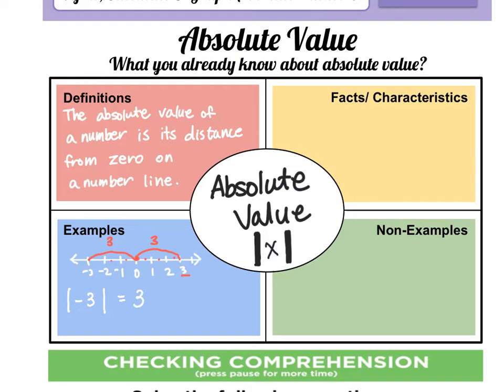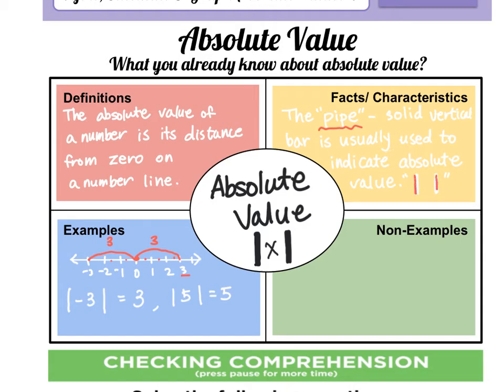Of course, a positive number will come out as positive. Let's say the absolute value of 5 will be just the same as 5. The solid vertical bar on your keyboard is usually used to indicate absolute value. Right here, I usually say like 2 chopsticks.